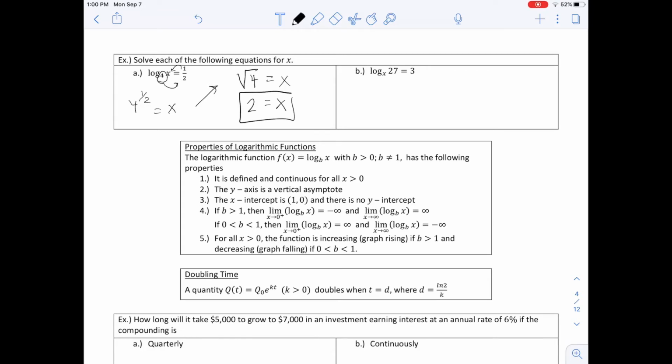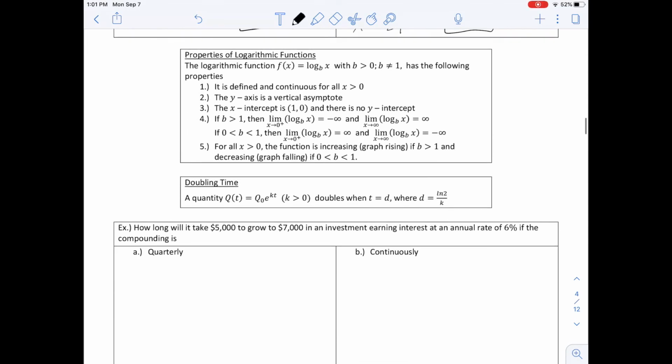Part B says log base x of 27 is equal to 3. So we're going to take our x, raise it to the third, writing this in exponential form, is going to be equal to 27. And you might be able to figure this out from here. If you cannot, your goal would be to rewrite 27 in terms of exponent 3, because our x is raised to the third power. And so that's the same as saying 3 to the third. And so this would mean that x is equal to 3.